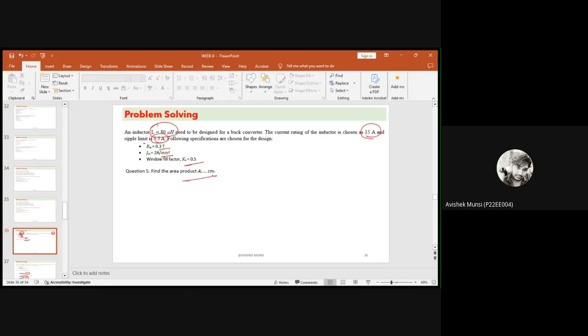Try to calculate it by the formula I already showed, giving 2 minutes. We will solve the basic factors of the inductor by this problem. Okay, try to solve this. I'm giving 2 minutes.